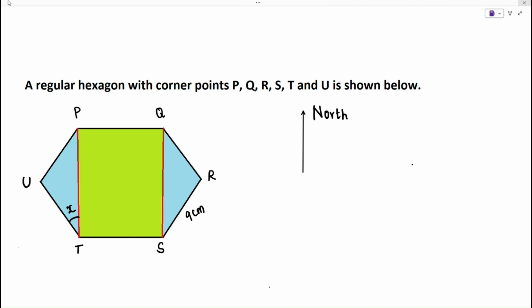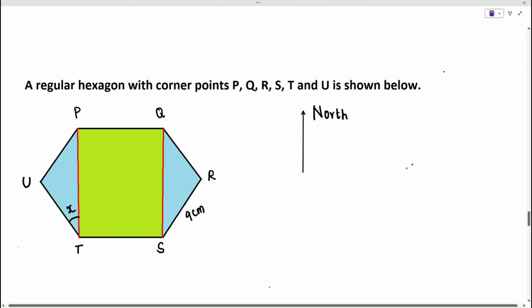In this video, we will be going over an 11 plus question. We have a diagram here and we have the information that the question gives us. A regular hexagon with corner points P, Q, R, S, T, and U is shown below. So we have the diagram, we have one of the cardinal directions showing north.